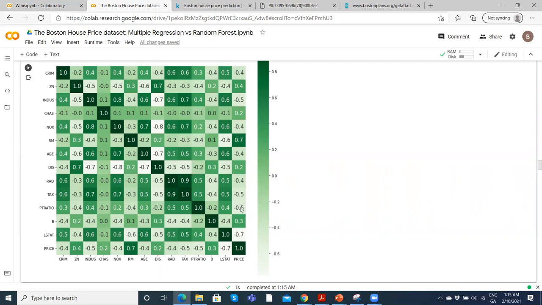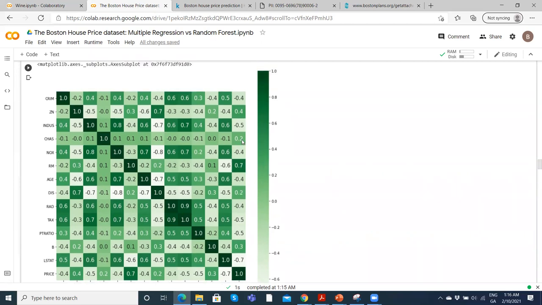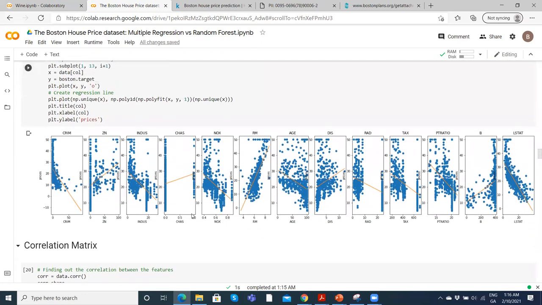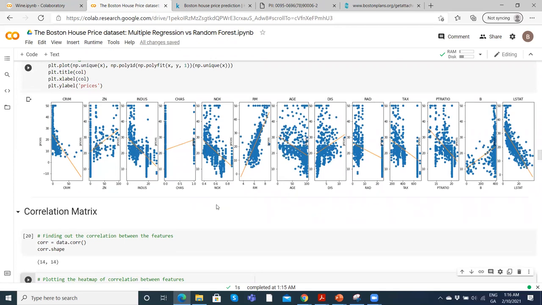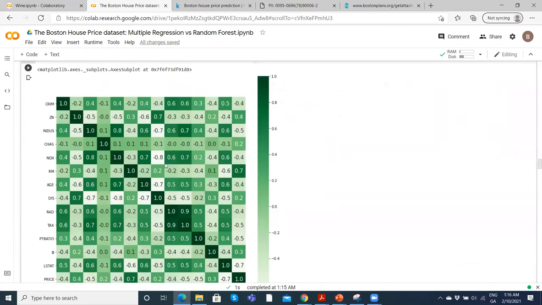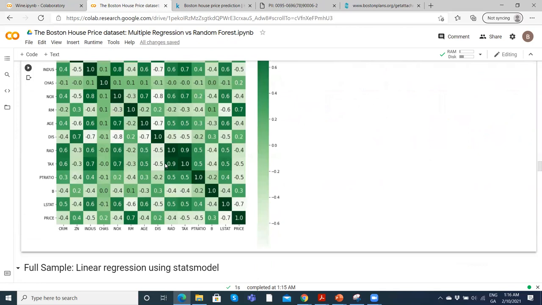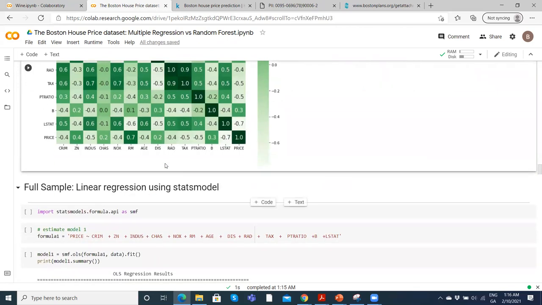Negative for higher pupil teacher ratios, negative for higher taxes, negative for distance to key infrastructure, to highways, right? That might be what we would expect. Distance to employment centers is positive, and so on. So a lot of what we observe here, we can directly observe here, but then the interrelationships might be obtained in the correlation matrix. It's worth going through to get a sense of what's going on.